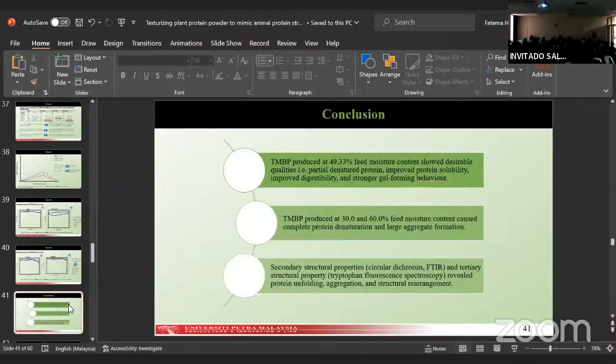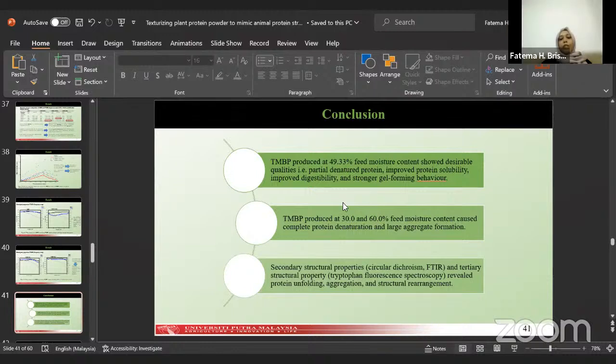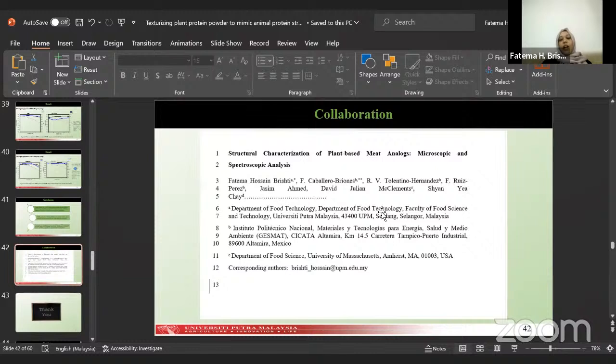So just to conclude, we basically proved that the 49.3% moisture content showed the desirable qualities compared to 30 and 60% protein. And all the secondary structural properties of protein can be successfully analyzed using circular dichroism and FTIR and other spectroscopic tools. So now we have a collaboration with Professor Felipe to see how we can basically analyze the structural characterization of any other plant-based meat analog using microscopic and spectroscopic analysis.